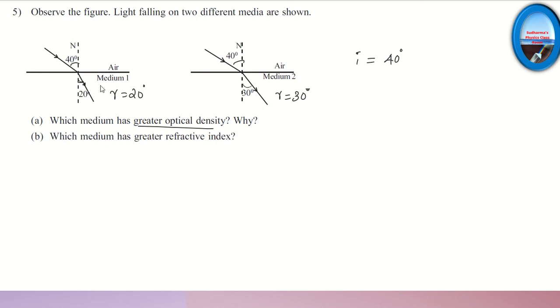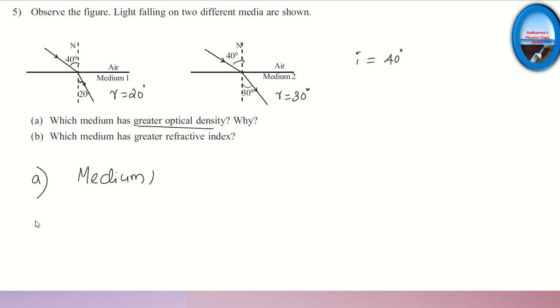When you observe the diagrams, you can see more bending took place in medium 1 and less bending happened in medium 2. More bending means the angle of refraction will be less in the more dense medium. These two media are denser compared to air, but among medium 1 and medium 2, which one has greater optical density? The answer is medium 1.